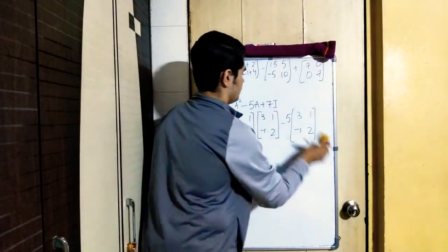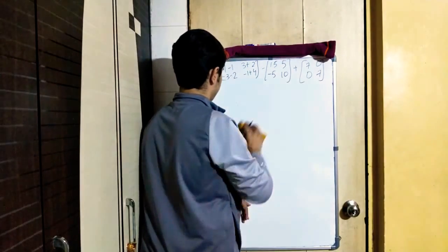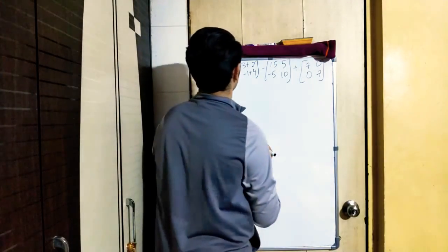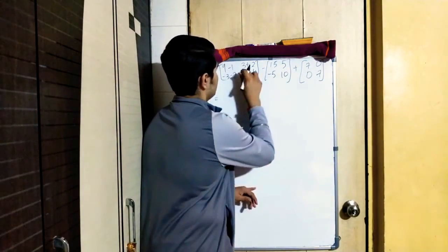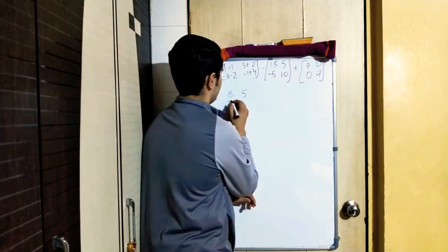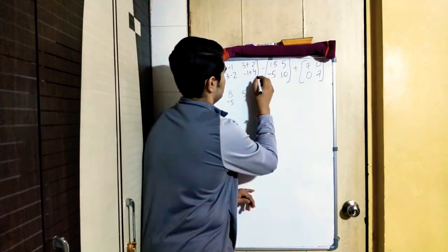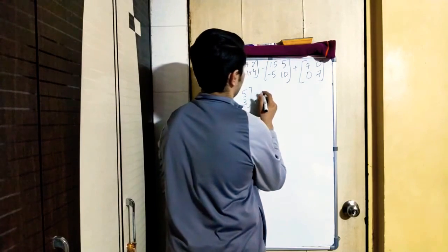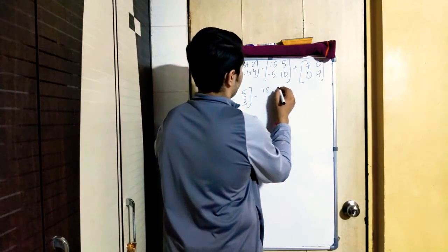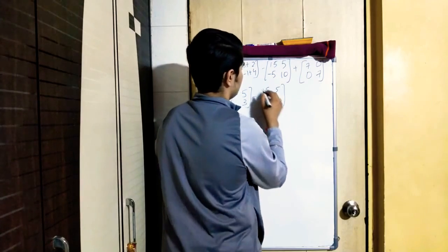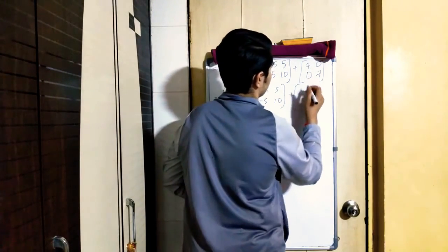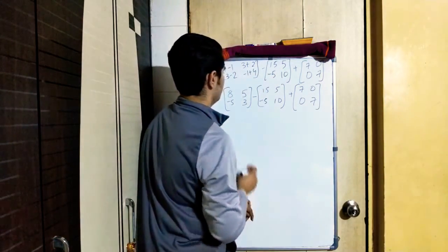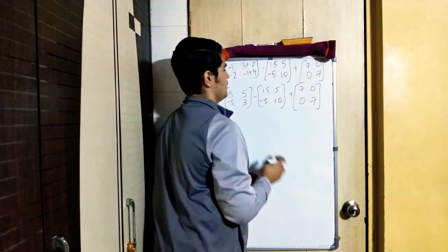So I think I can rub it. I hope you have copied it. It is equal to 9 minus 1 is 8, 3 plus 2 is 5, minus 3 minus 2 is minus 5, minus 1 plus 4 is 3. Sign of the greater number goes: 15, 5, minus 5, 10. You write these two matrices as it is, plus 7007. So 8 minus 15 is minus 7.